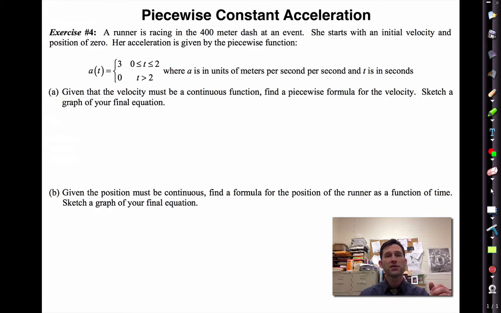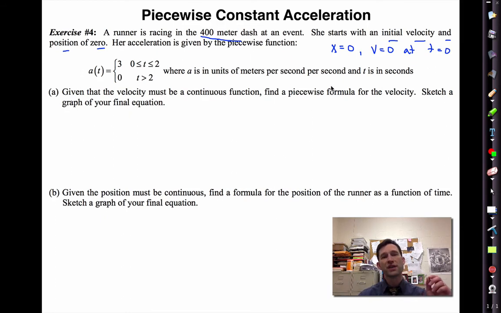So let's take a look at that situation with somebody who's running. Okay, it says a runner is racing in the 400-meter dash in an event. She starts with an initial position of 0. That's actually an initial velocity and position of 0. So let's say x is position, so that's going to be 0. V is velocity, that's going to be 0 at t equals 0.